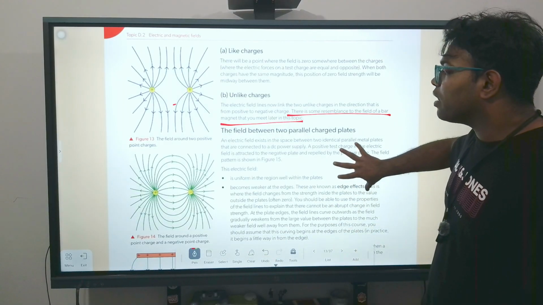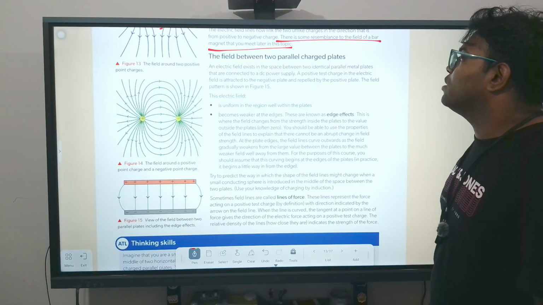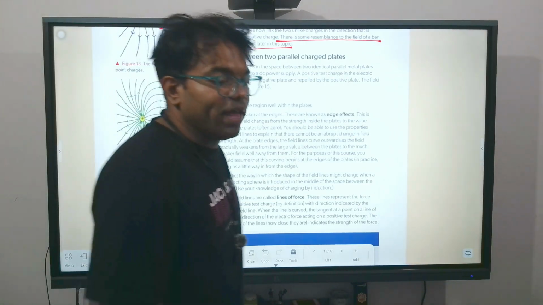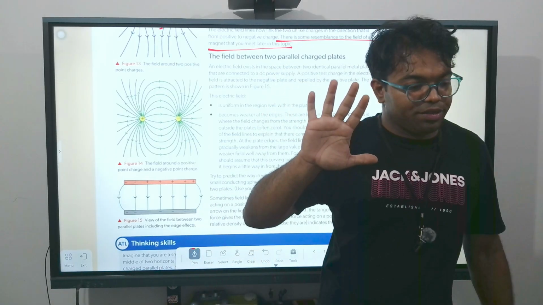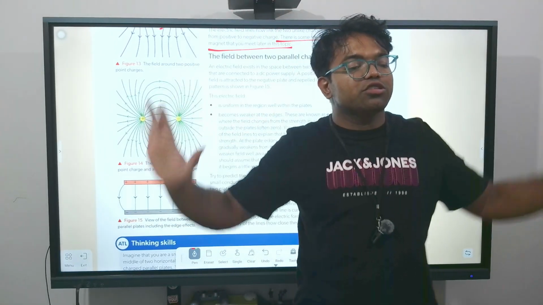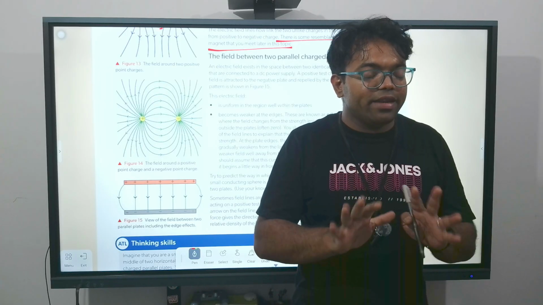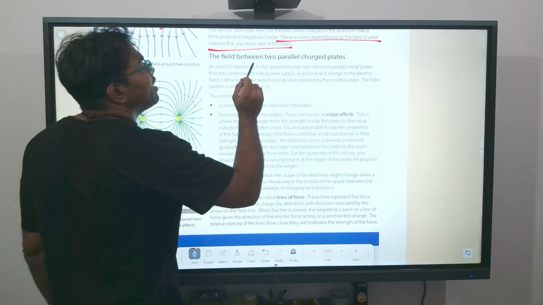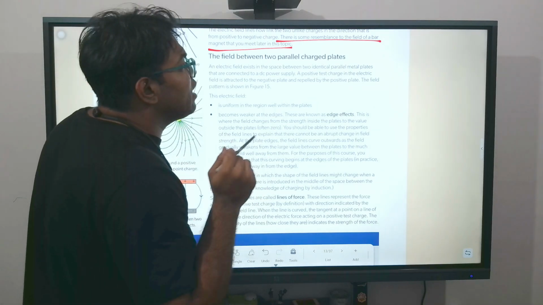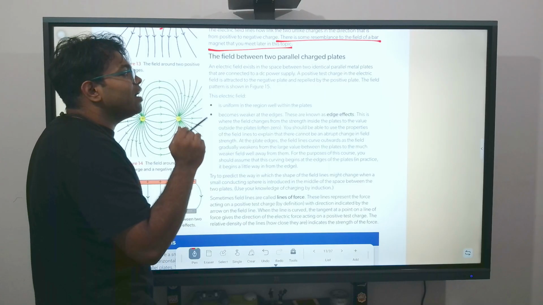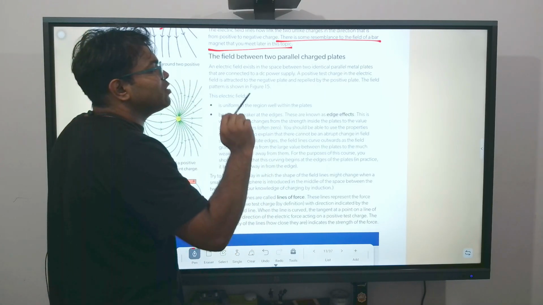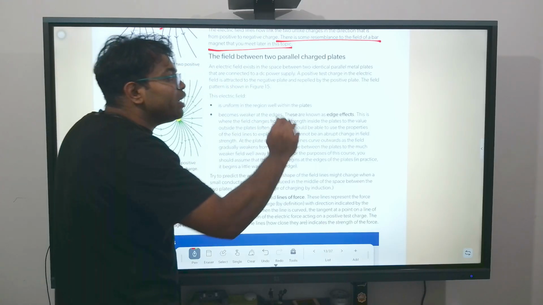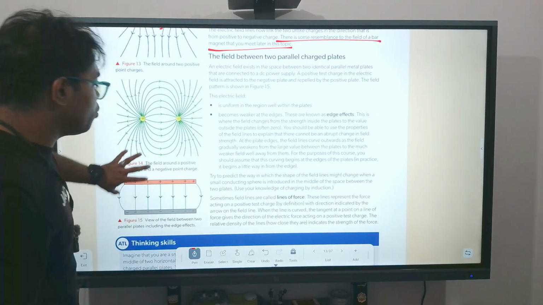Okay, next, the field between two parallel charged plates. Now, what is a plate? A plate is a thin rectangular surface, a metal plate, on which the charge is spread across. An electric field exists in the space between two identical metal plates that are connected to a DC power supply. A positive charge in the electric field is attracted to the negative plate and repelled by the positive plate. The field patterns are shown as follows.